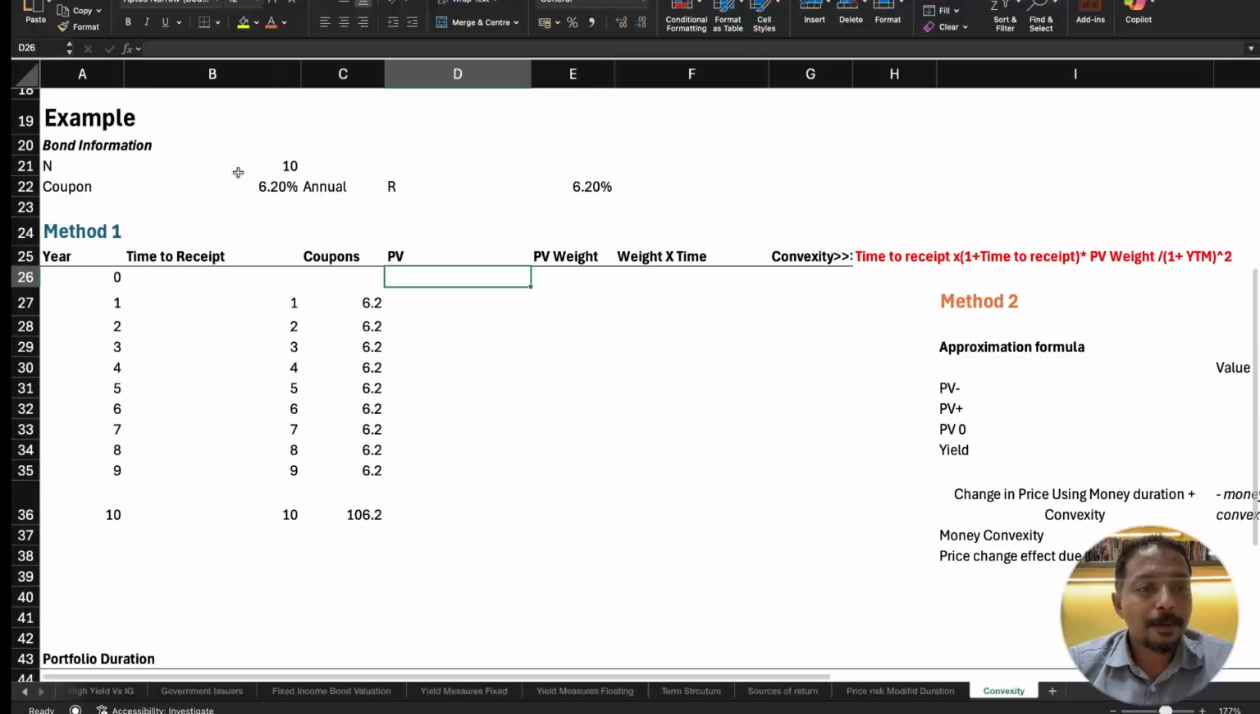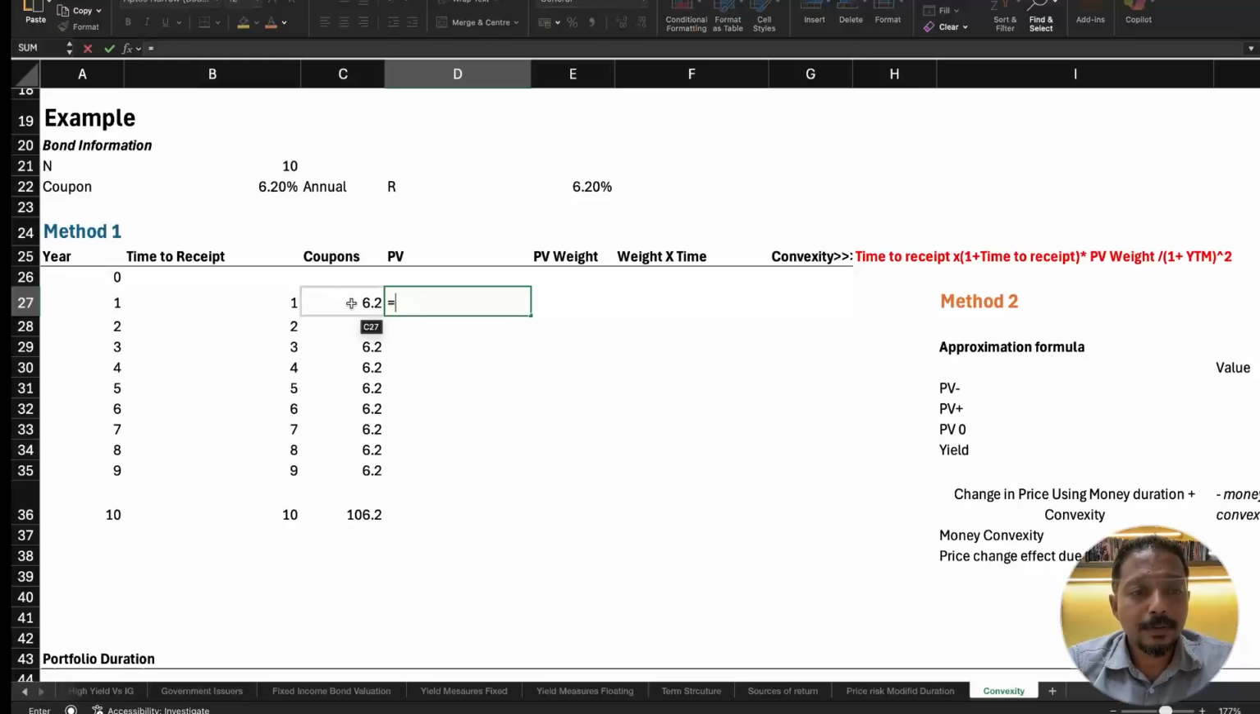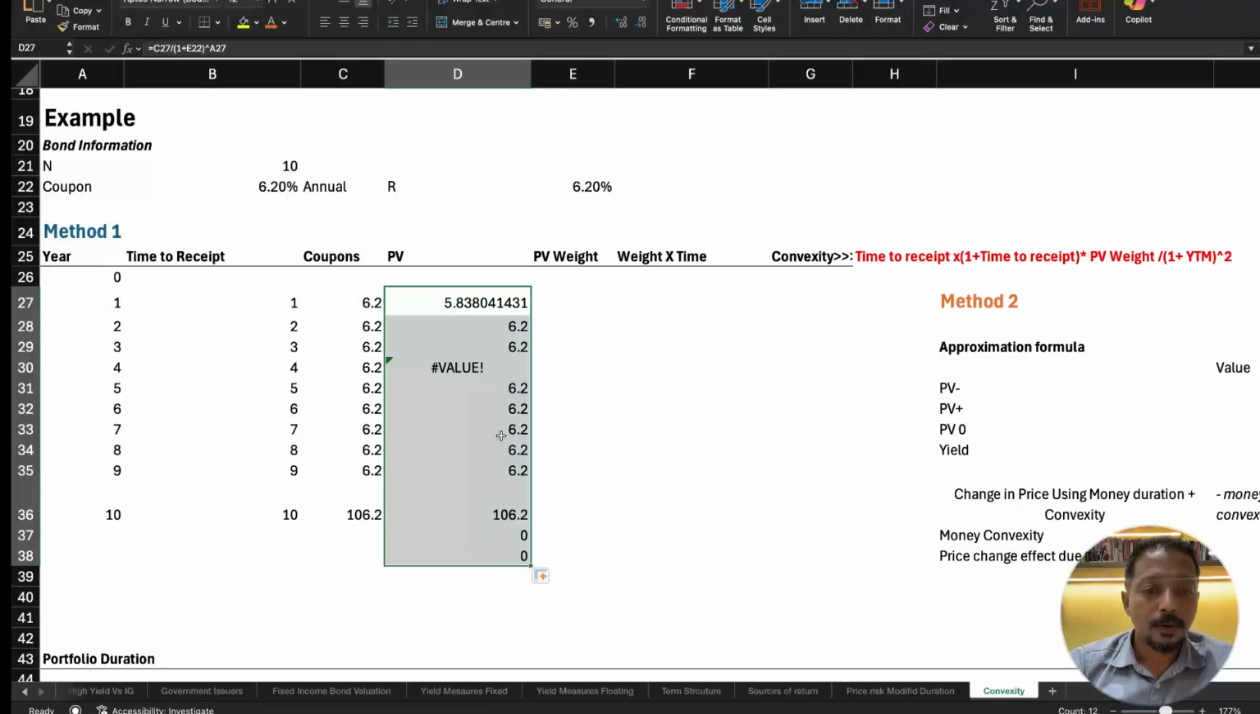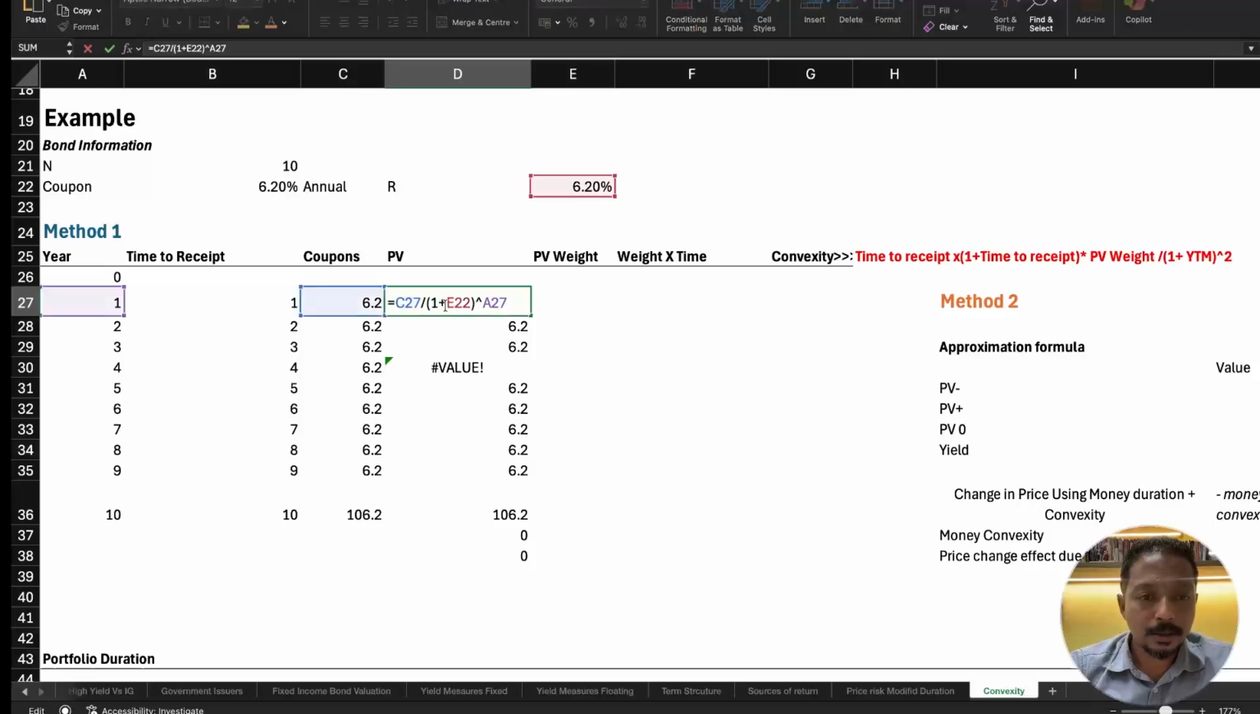So we've taken an example here. The bond has N of 10, 6.2% is the coupon, and the rate is also 6.2%, which makes the bond a par bond. Now we're going to calculate the present value of these coupons using the rate that we have. So 6.2 divided by (1 plus R) raised to 1. That's our first present value of the coupon. Then if I just double click it, I'm going to make sure that the discounting is fixed. So there you go.